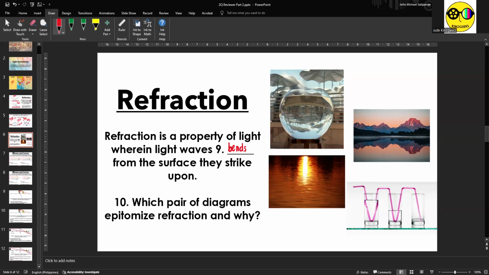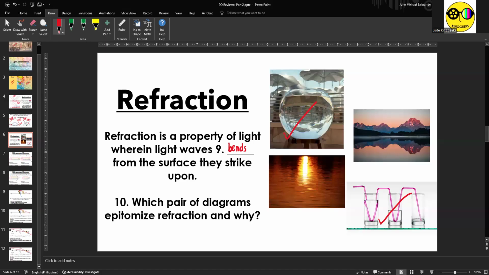So you have a bowl of water in front of umbrellas, and then you have a sunset, mountains, and a glass of water with a long bent straw. So the pair of diagrams that epitomize refraction are the bowl of water and the three glasses of water with a bent straw. So why do they epitomize refraction?